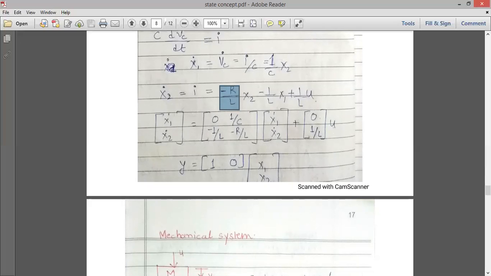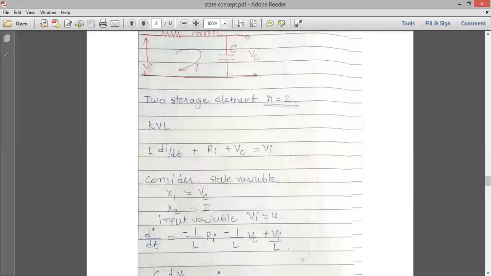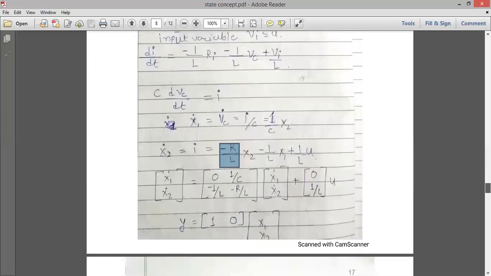Now for y, in the circuit, y is represented by the voltage across the capacitor, and that voltage is represented by x1. So it is 1, 0 times x1 and x2. In this way, we have to find x1 dot, x2 dot and all the state variable derivatives using the differential equation, and then arrange those equations into matrix format as per the multiplication. In this way, we can find the state equation for the electrical circuit.